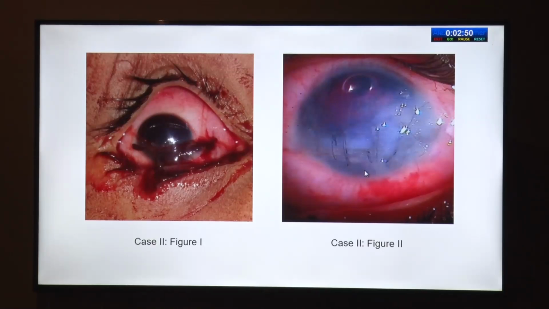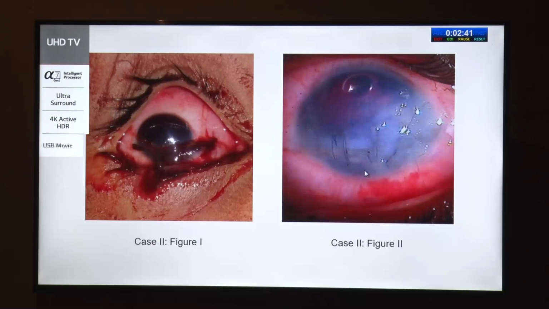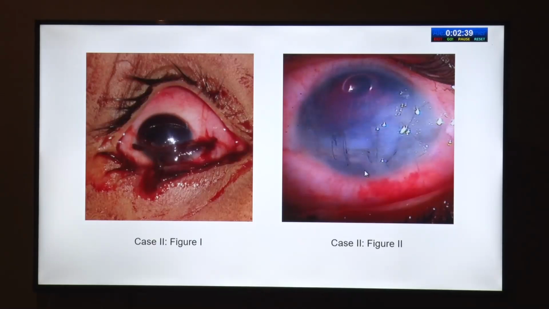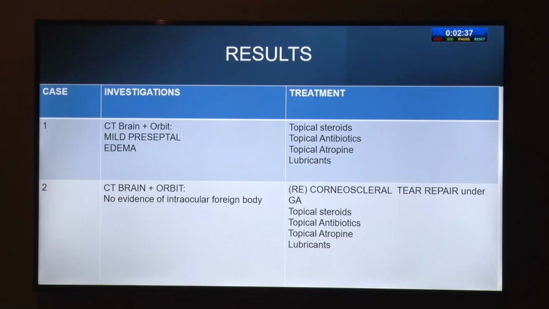This is the second case. We can see a 10 to 12 mm full thickness corneal tear, and there was uveal tissue prolapse as well. This patient presented with a vision of PL positive and PR inaccurate.